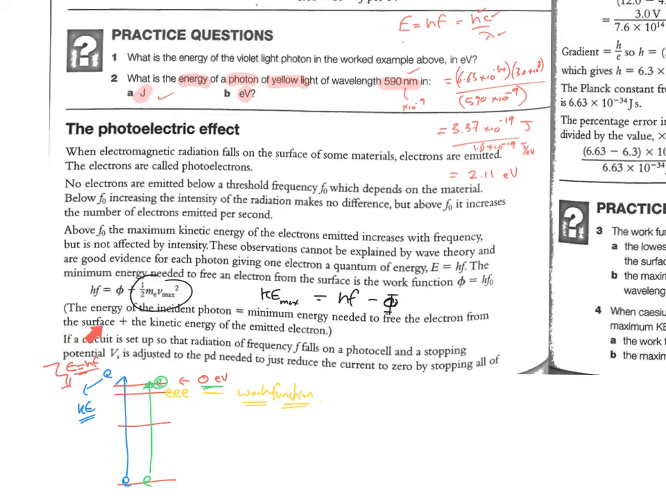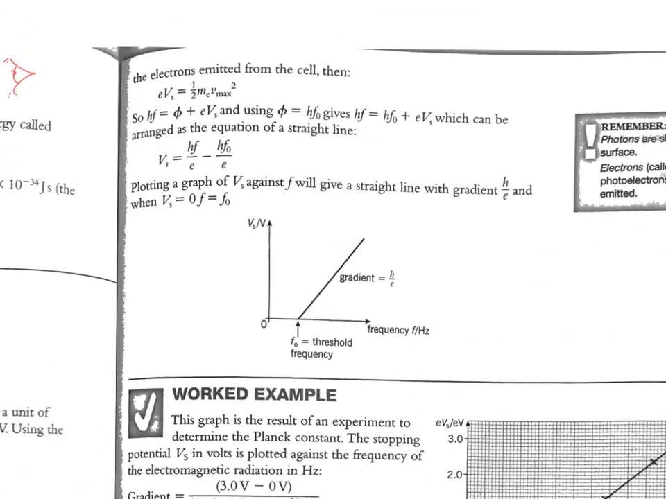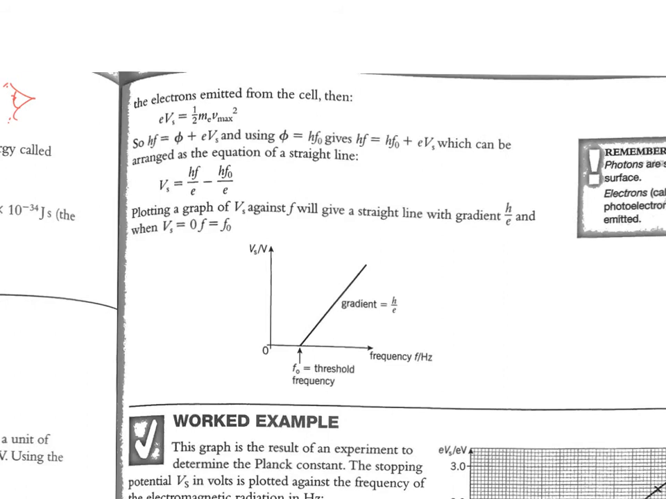So an experiment that can be used to show this is a circuit where you have the radiation with a certain frequency falling on a photocell, and there's a stopping potential, which they've called V subscript S, and that's adjusted to the same PD needed to just reduce the current to zero by stopping all of the electrons that are being emitted. So in other words, light is falling on the material, electrons are being emitted and want to fly off, but that potential difference is being applied back to them to hold them just in place.